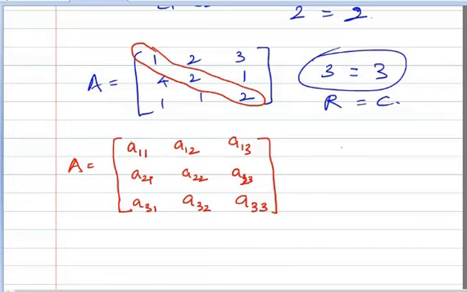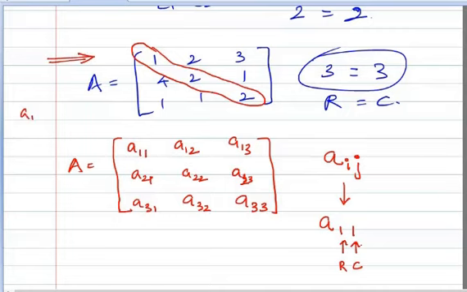So the elements in which the row value and the column value are the same. See, A I J, this is the general notation. If I write A11, then it indicates first row and first column. What is the element present in first row and first column? So in this matrix, what is A11? So here A11 is 1.